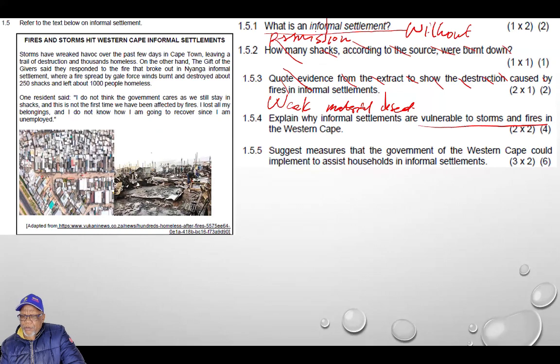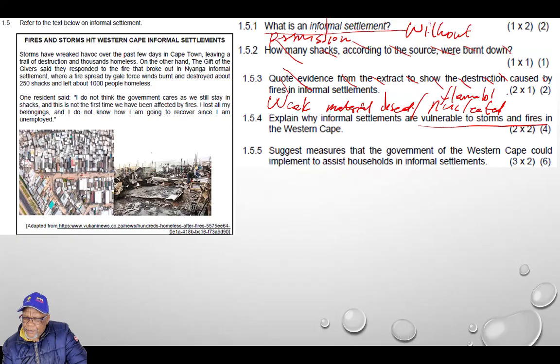Why are they vulnerable to fires? Because they are built closer to each other, and again, flammable material. The reason why they are vulnerable to fires is because of the proximity to each other. They are built very close to each other. Number two is because they are highly flammable. The material used is highly flammable. And again, the material that is used is very weak.